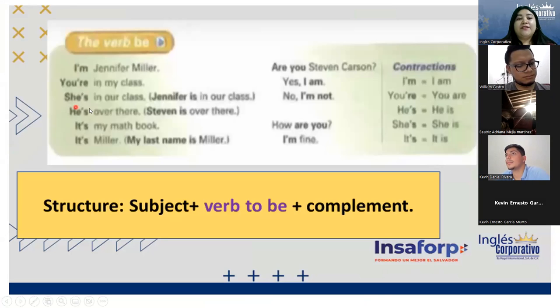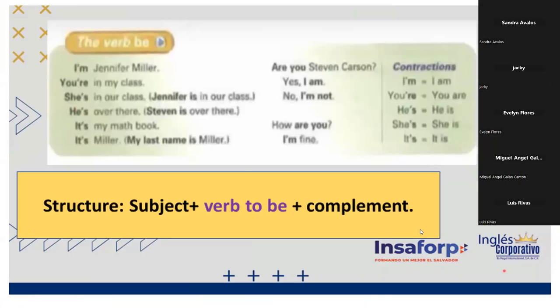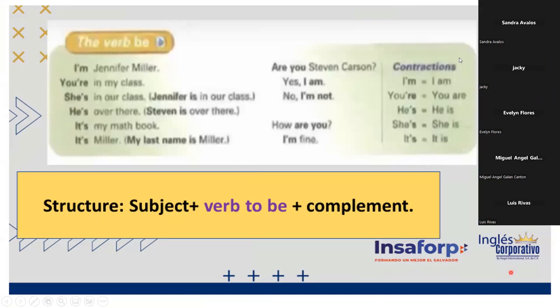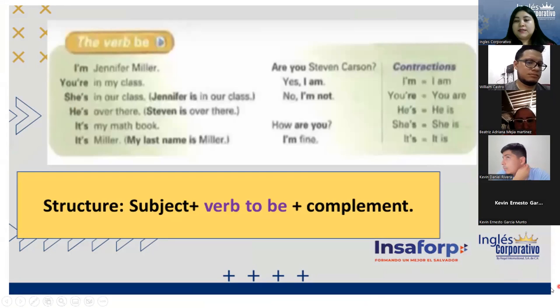Okay, now let's go with the other three sentences. And those will belong to... Where is Luis? I don't see you, Luis. It's over there. Steven is over there. It's my math book. My last name is Miller. Thank you, Mr. Rivas.